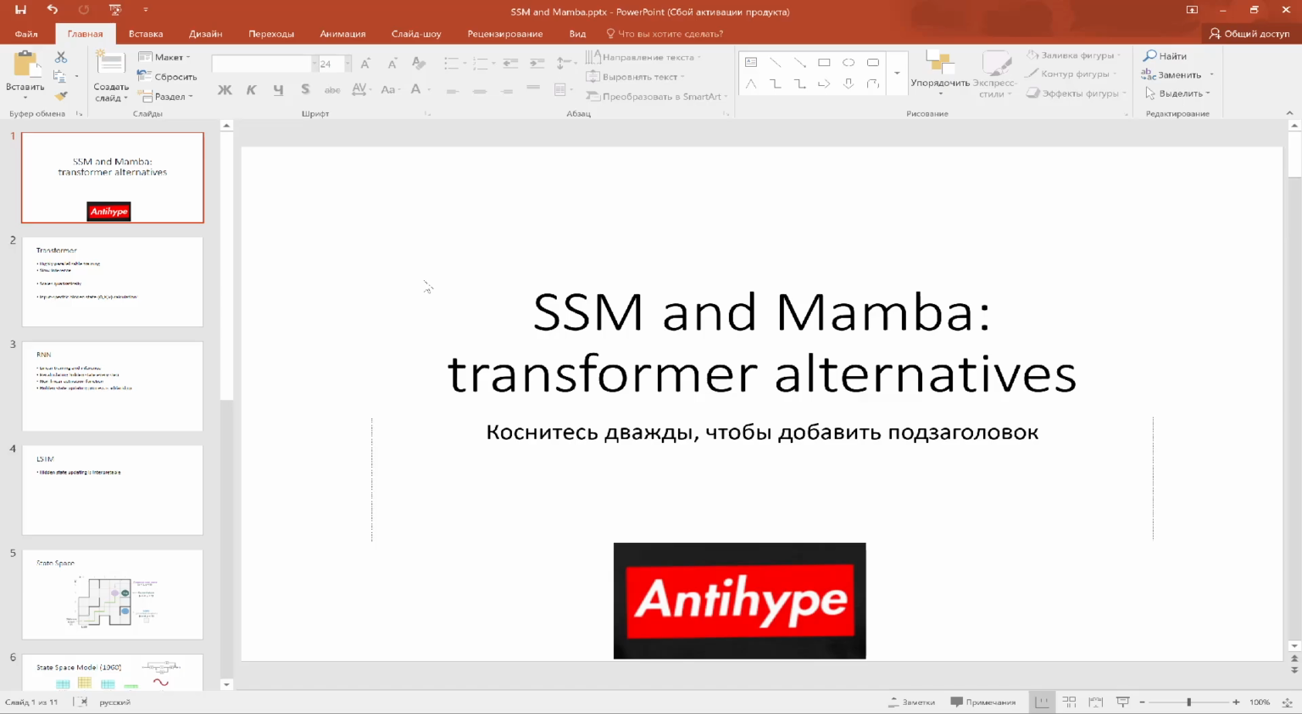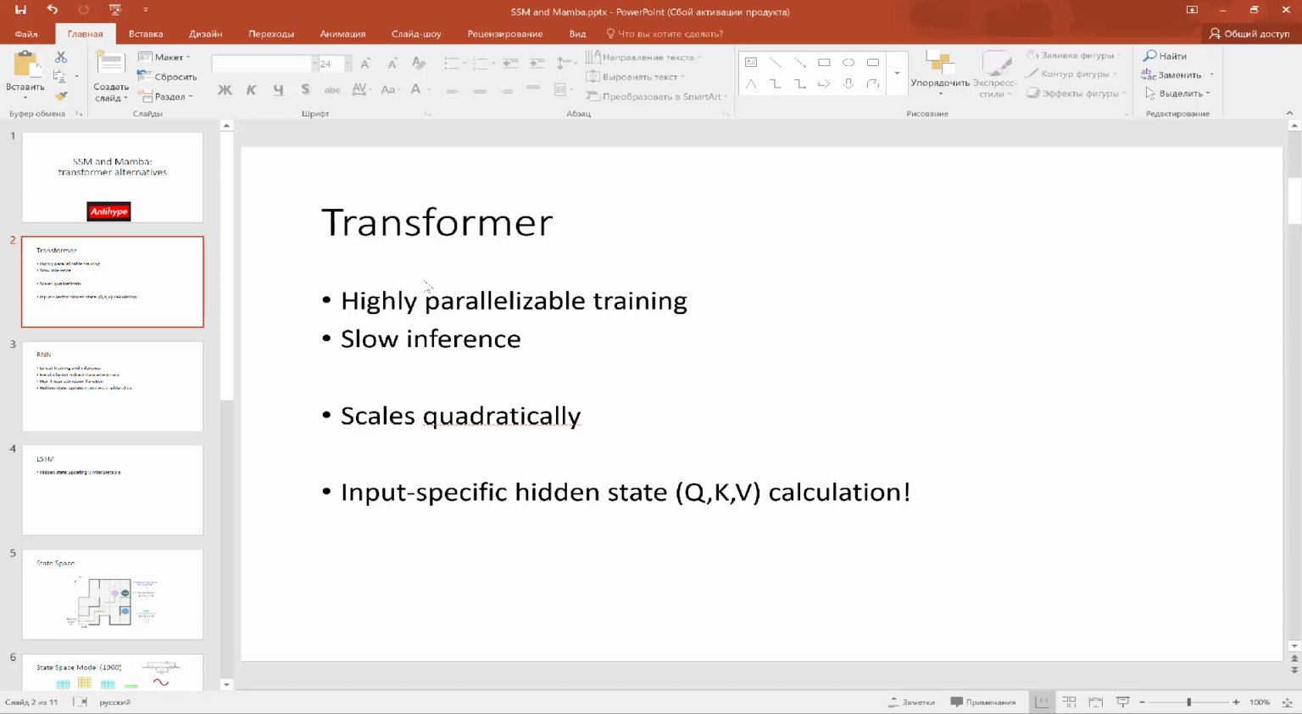Well, first of all, SSM and Mamba are used for sequence processing, like the transformer. Let's start with a little recap about architectures which we know. Let's start with the transformer. Transformer is a big architecture, and during training it is parallelizable.